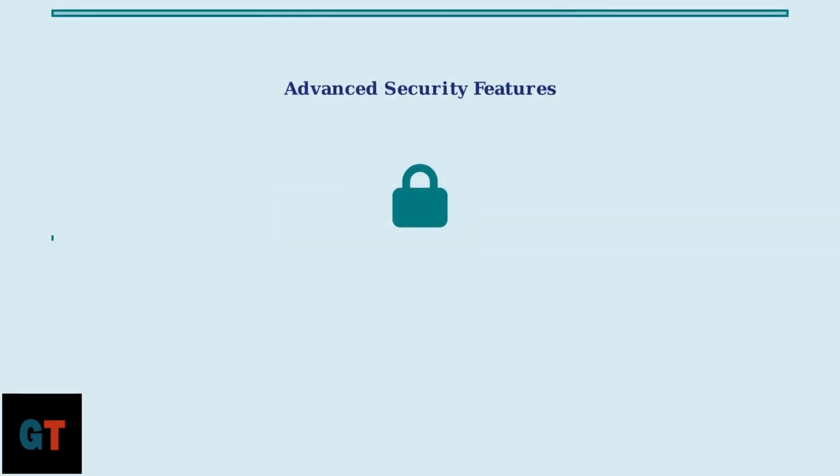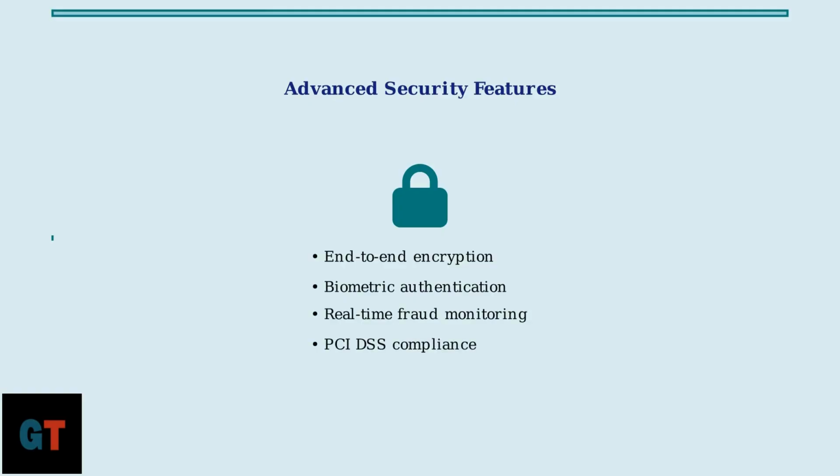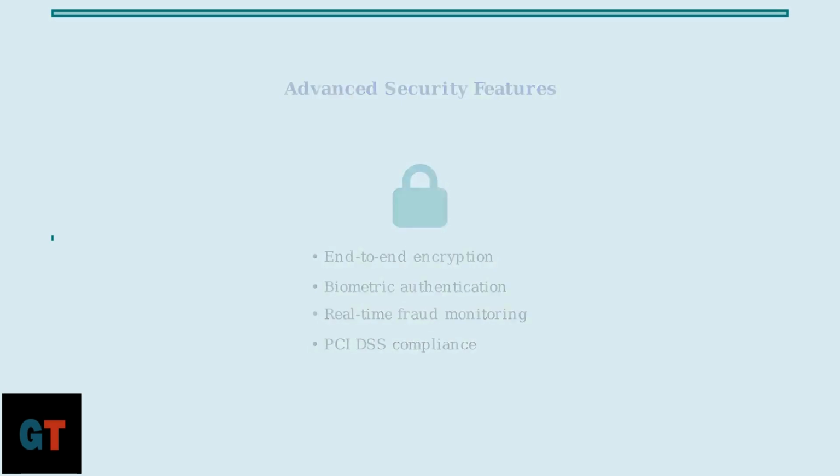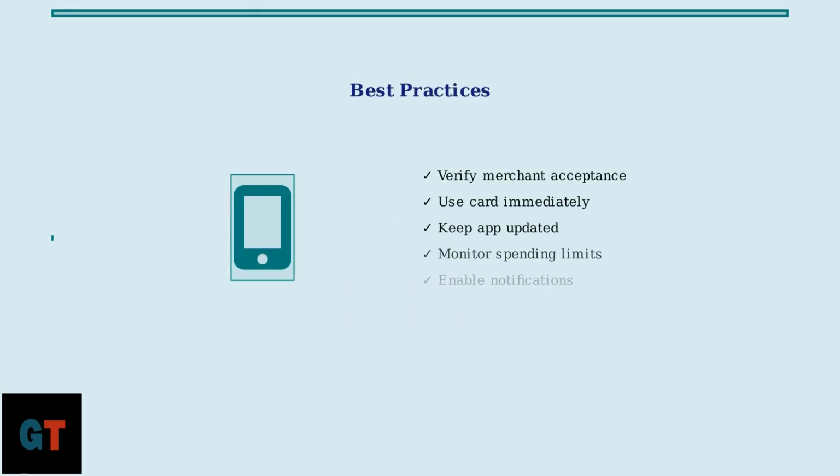Afterpay implements multiple layers of security to protect your virtual card transactions. These include end-to-end encryption, biometric authentication, and real-time fraud monitoring. To maximize security and ensure smooth transactions, follow these best practices. Always verify merchant acceptance before generating card details. Use the card immediately after generation and keep your Afterpay app updated.